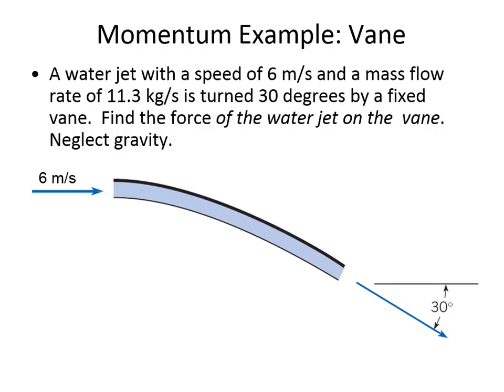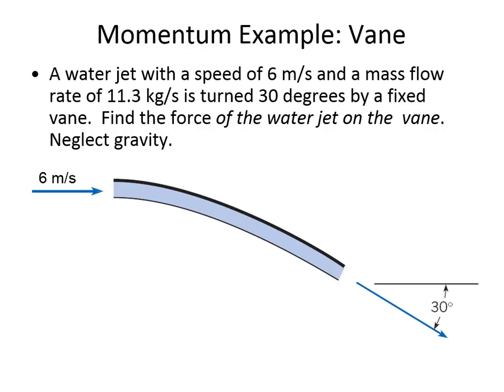We start off by knowing that the mass flow rate is 11.3 kilograms per second and that the velocity is 6.0 meters per second. In reality, a vane like this probably would slow down the velocity. What we're going to be assuming is that here's the vane, and the jet that's deflected by the vane has the same magnitude of the velocity after deflection. It's 6.0 meters per second, and then still again 6.0 meters per second.